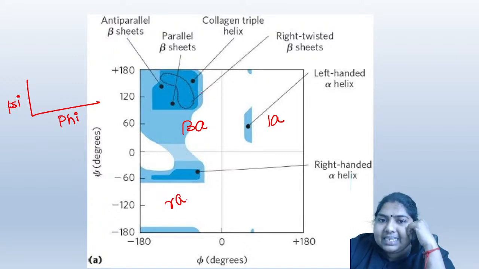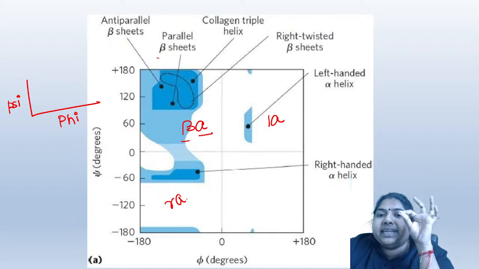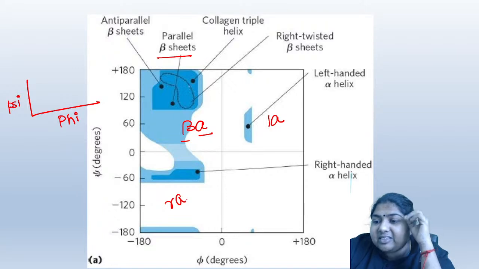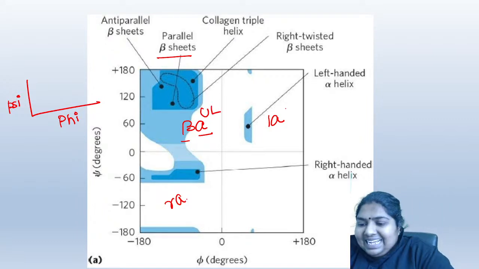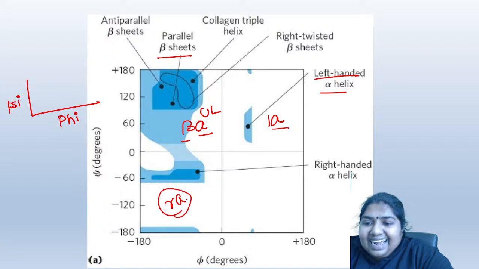Ba is nothing but the beta sheet, both your anti-parallel and parallel beta sheet. Collagen triple helix is also lying in this region, but the upper left corner is going to be ba. What is la? La is going to be left-handed alpha helix. This is ra, right-handed alpha helix. This is empty. So ba, la, ra.